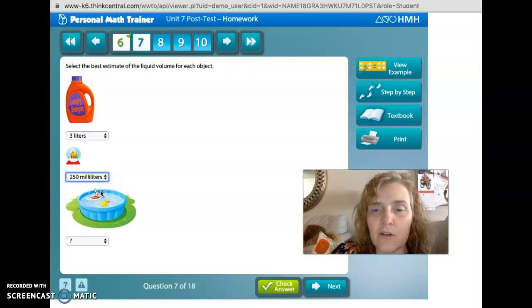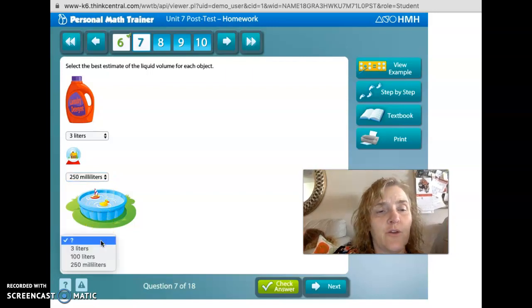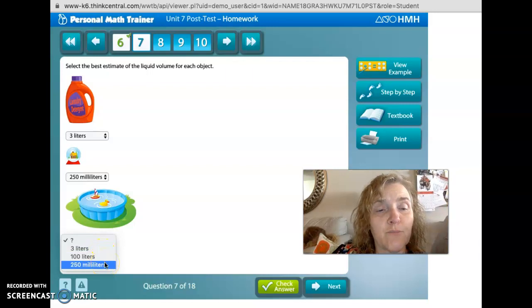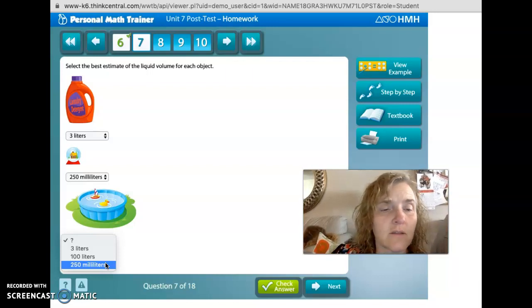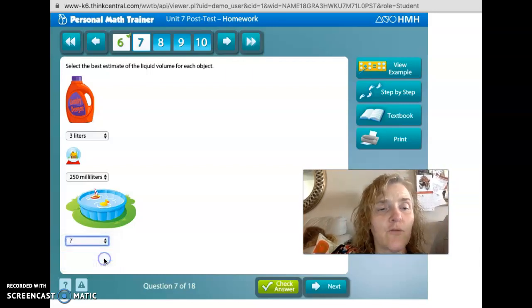We'll try milliliters because it's smaller. And a pool. 3 water bottles, 100 water bottles, or 250 milliliters, which would be 1/4 of my water bottle, because there's 1,000 milliliters in 1 liter. So those are small, so we don't want that. Let's go for the big one.